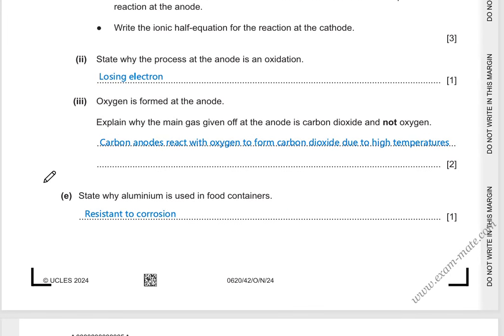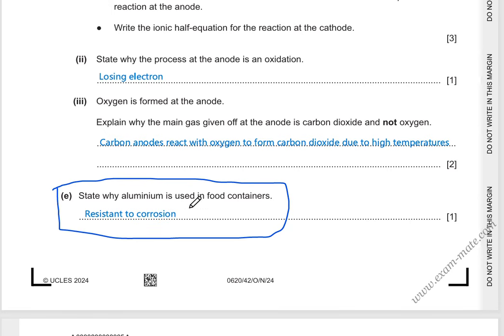Explain why the main gas given off at the anode is carbon dioxide, not oxygen. Carbon anodes react with oxygen to form carbon dioxide due to high temperatures. And also another one would be this. Instead of saying resistant to corrosion, you would say toxic, non-toxic. But non-toxic is not really an answer, except in the marking scheme. So be safe with resistant to corrosion.